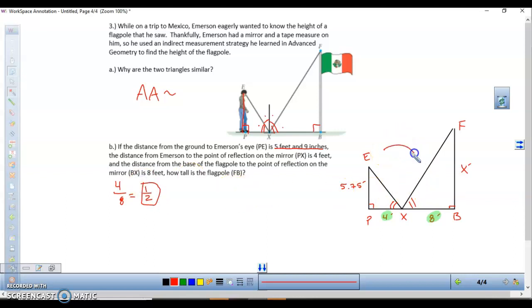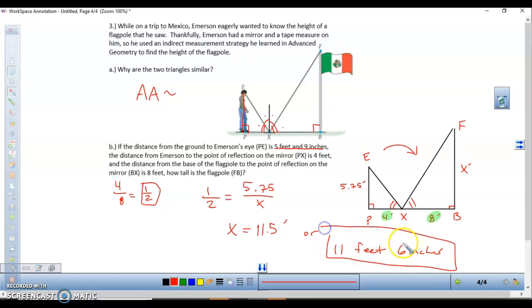So from the small triangle to the big one, I say 1 over 2 is equal to 5.75 over x. When I cross multiply, 1 times x is x, and 5.75 times 2 gives me 11.5. So 11.5 feet, or, since half a foot is 6 inches, 11 feet and 6 inches. There you go, Emerson. You figured out the height of the flagpole.